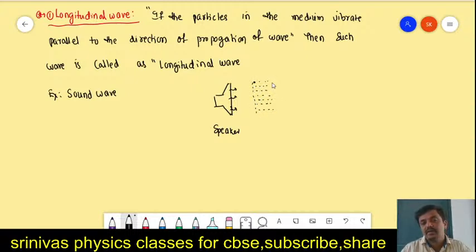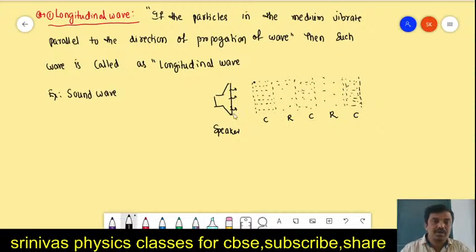At some places you find more particles, and at some places fewer particles. Where the particles are more in number, that location is called compression. Where the particles are fewer, that location is called rarefaction. This is compression, this is rarefaction, this is compression. Here the sound wave is traveling to the right side. This is the direction of propagation of the wave.